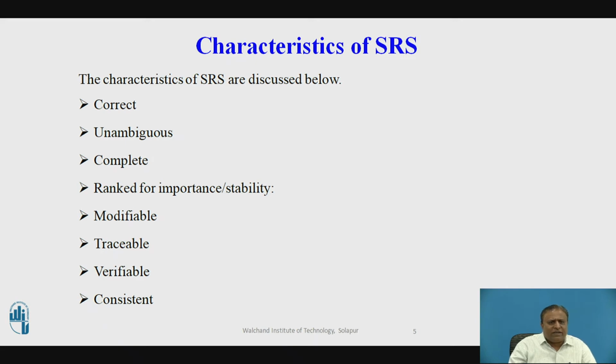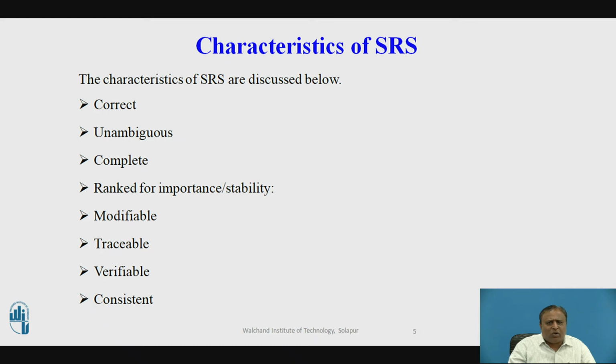Next characteristic is ranked for importance or stability. All requirements are not equally important. Hence, each requirement is identified to make a difference among the other requirements. The next characteristic is modifiable. The requirements of the user can change.